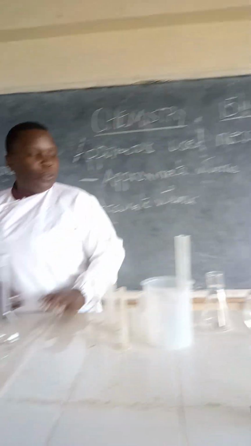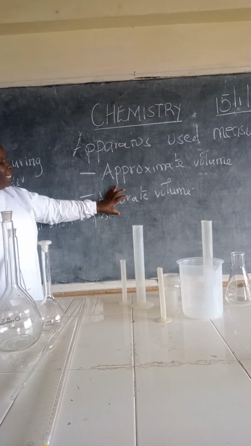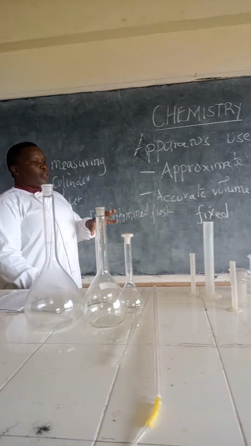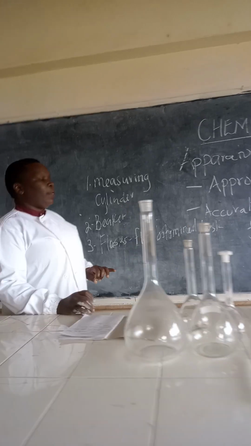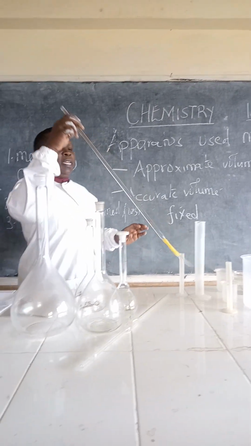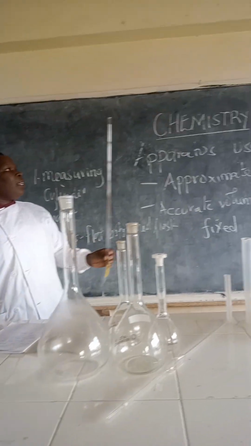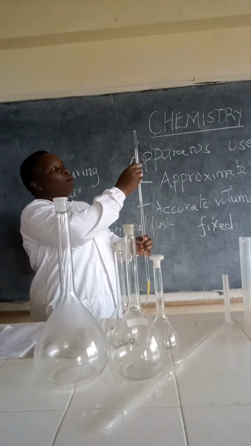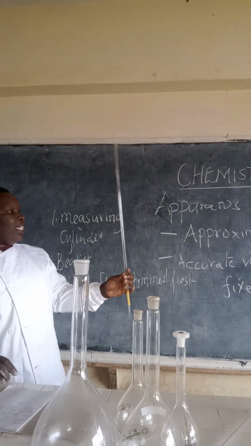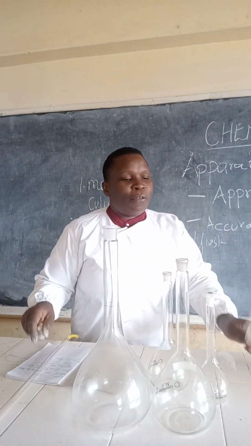Now let us move to accurate volume of solution. When you want to measure an exact or fixed amount of solution, you will not use the apparatus used for approximate volume, but the ones used for fixed volume. One of them is known as a burette. You can see that the burette is narrow and it has a meniscus. That means once you fill this burette up to this volume, you will have measured exactly 50 cubic centimeters of the solution.